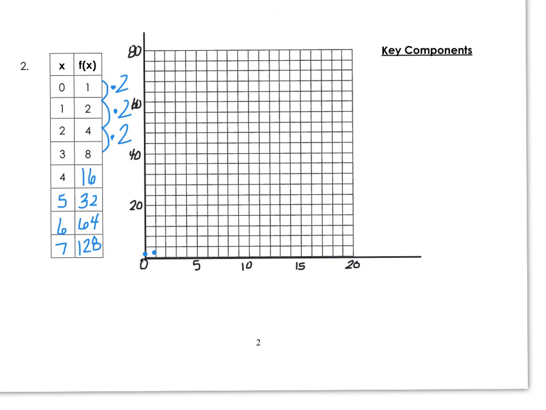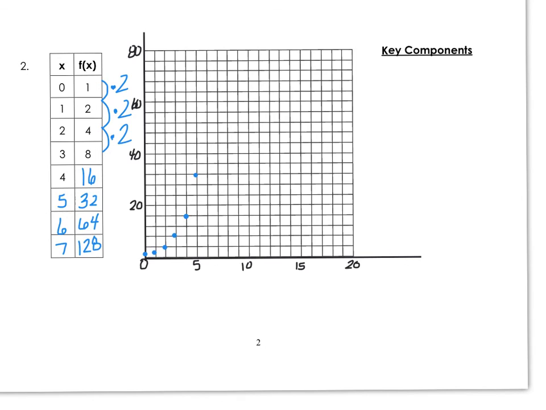And then keep plotting those points. The next one would be 3 up to 8, so that's actually 2 blocks up, again since we're counting by 4s. And then 4 is at 16, and then 5 is at 32, and then 6 is at 64.